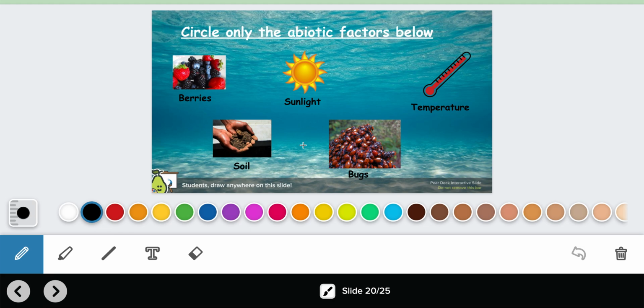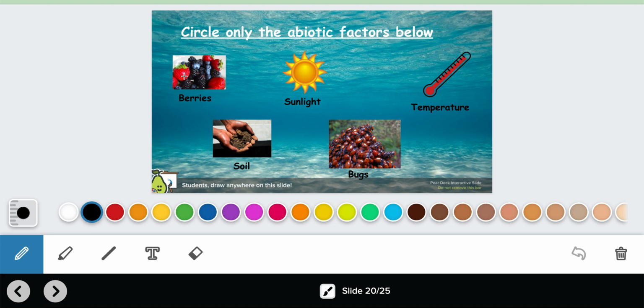But I want you to point to every single picture on the screen that is an abiotic factor. Okay? We have berries, soil, sunlight, bugs, and temperature. I'll give you a couple seconds, and then I'm going to draw the answers and see if you were able to match up with mine. All right, let's see how you did.